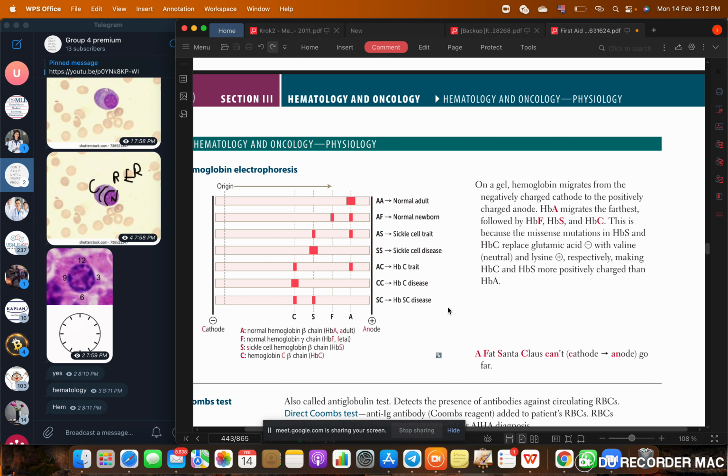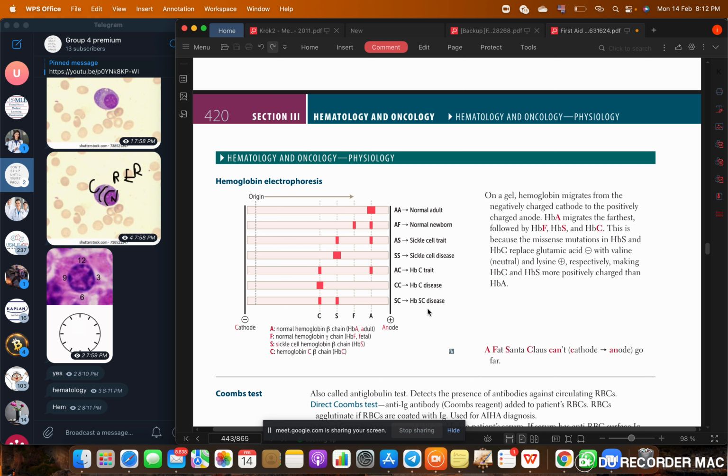So let's see what I mean by that. Of course, now we are dealing with RBCs. They write, on the gel, hemoglobin migrates from the negatively charged cathode to the positively charged anode. Hemoglobin A migrates the farthest, followed by hemoglobin F. So let's take a look. See, hemoglobin A is here. So all of these are hemoglobin A, while hemoglobin F is going to follow shortly. After that we have hemoglobin S, and the least will be hemoglobin C.